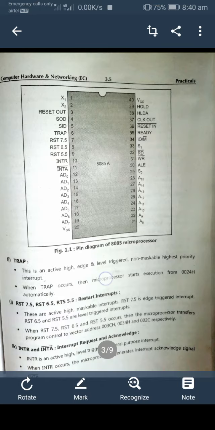INTR and INTA, interrupt request and acknowledgement. INTR is an active high, level triggered general purpose interrupt. When INTR occurs, the microprocessor generates the interrupt acknowledge signal INTA.